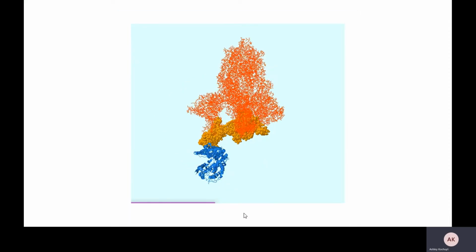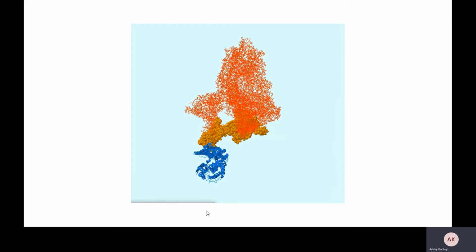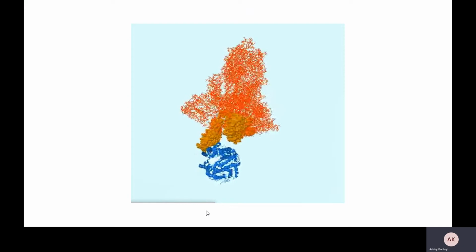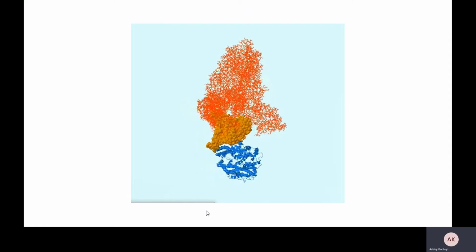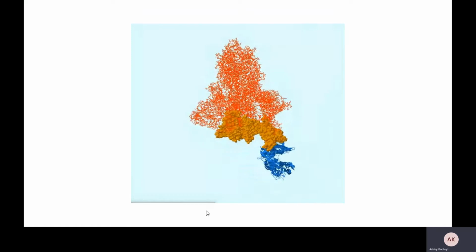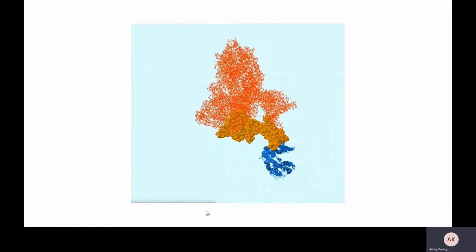This is what the spike glycoprotein looks like as it is attached to one ACE2. Once one ACE2 is bound to the spike protein, a second receptor binding domain will open and attach to an ACE2, followed by a third.